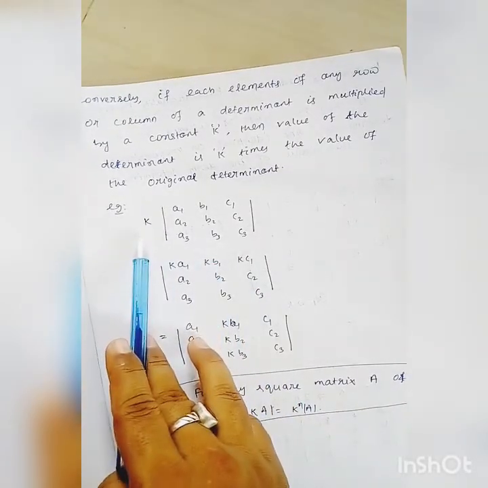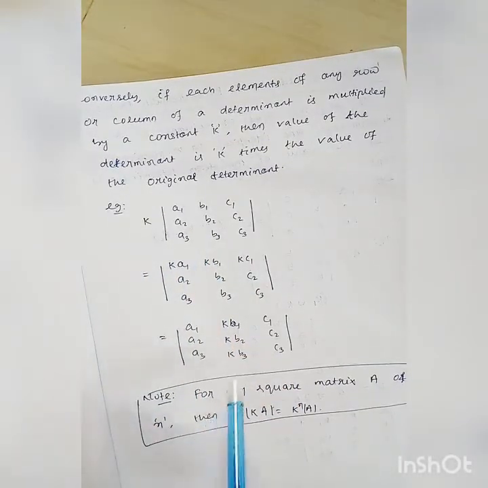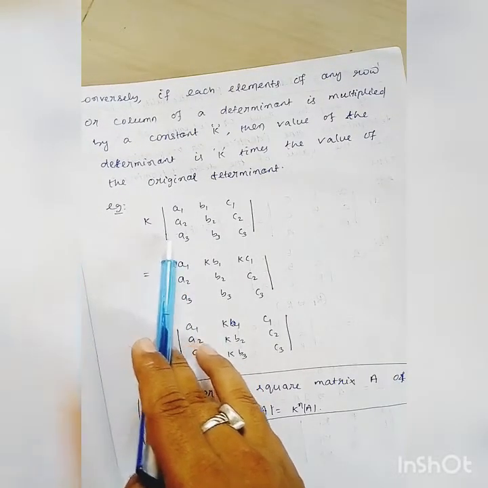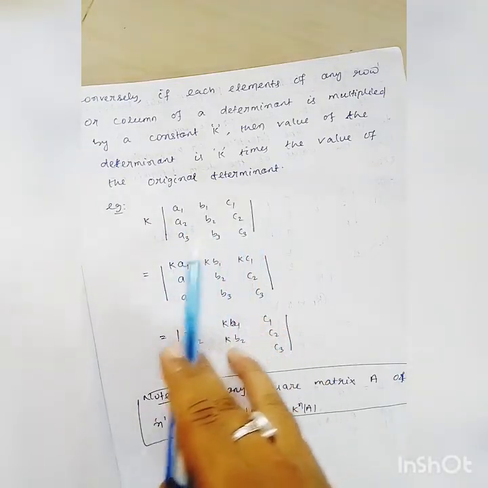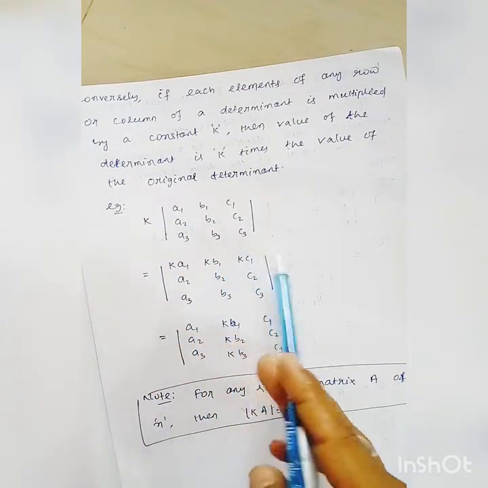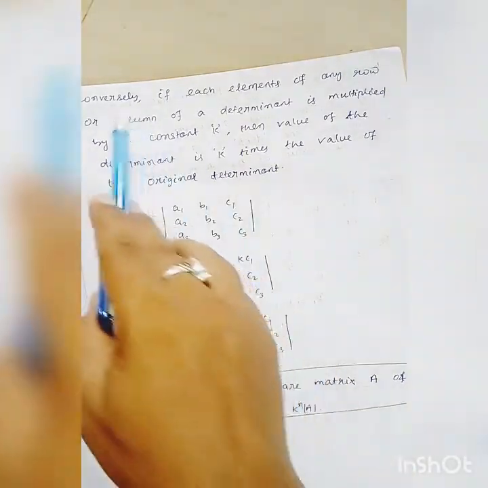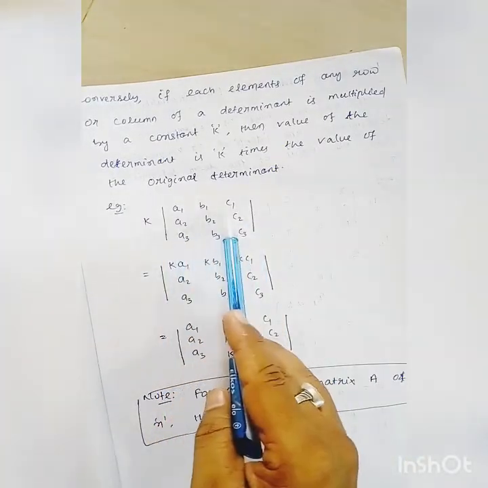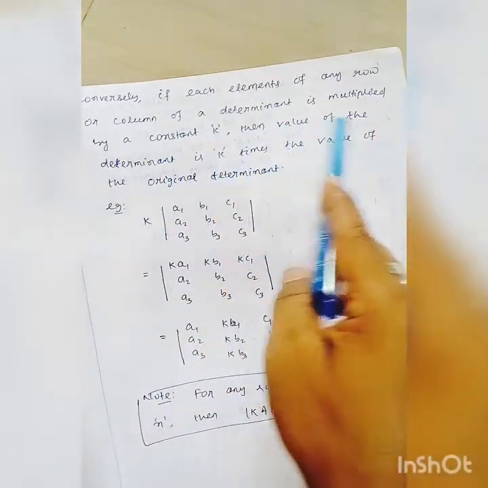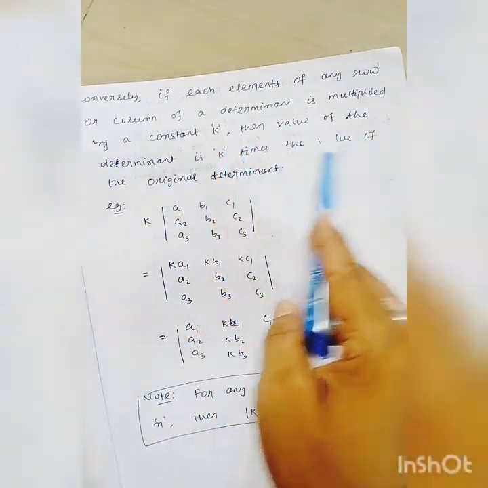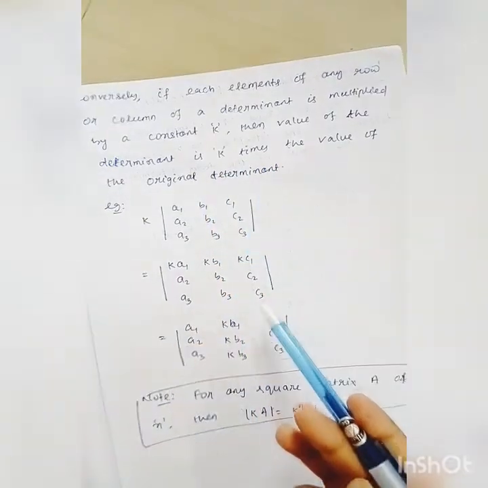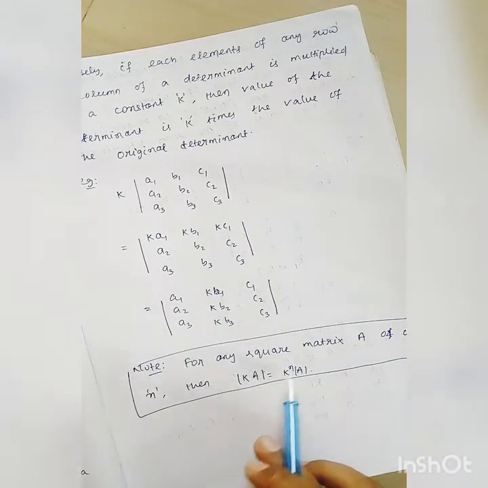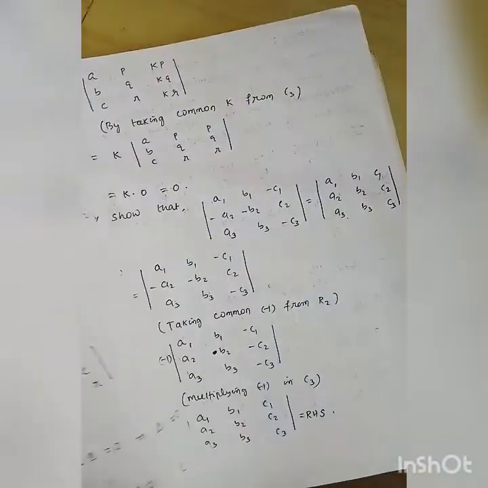Similarly, if we multiply k in column 2, that is KB1, KB2, KB3. If we want to multiply k in row 3, we can write A1, B1, C1, A2, B2, C2, KA3, KB3, KC3. Similarly, in the reverse way, the converse part, if it is given, then we can take k in common and write in this way. If each element of any row or column of a determinant is multiplied by a constant k, then the value of the determinant is k times the value of the original determinant. We also prove that for any square matrix A of order n, determinant of kA equals k to the power n into determinant of A.